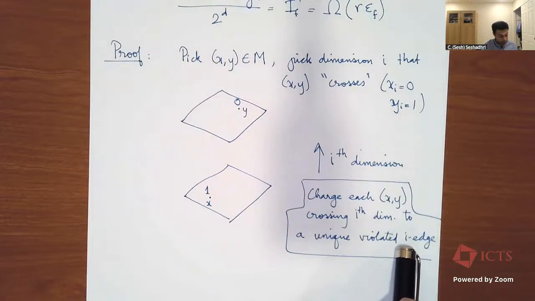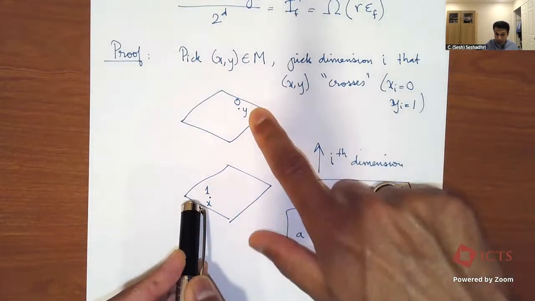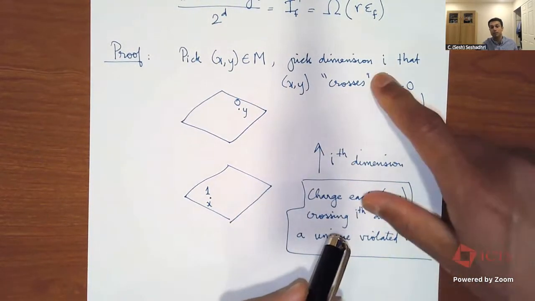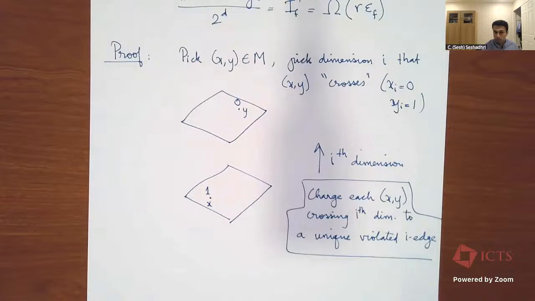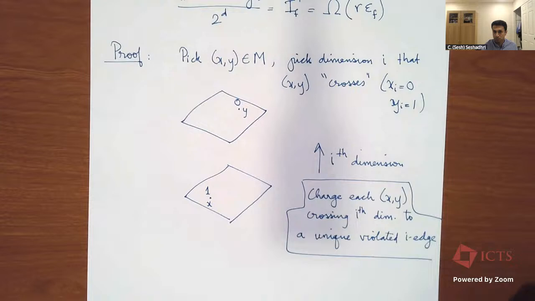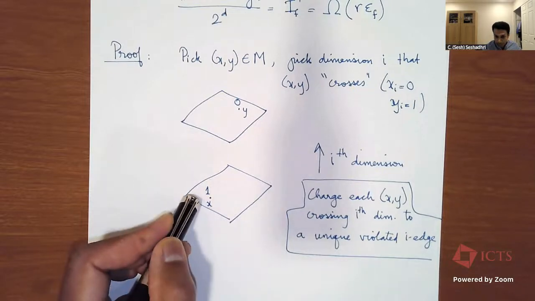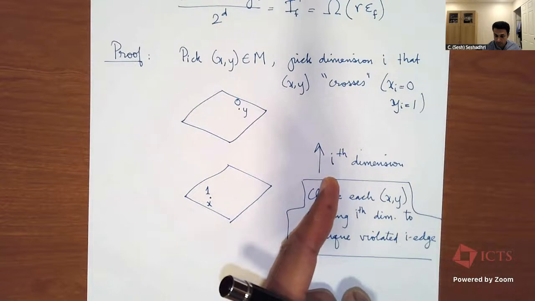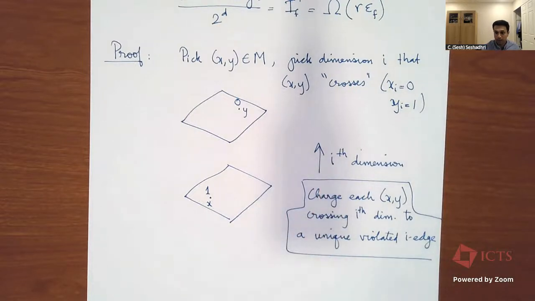So what is interesting is that for every violated pair, I get to find an edge in every dimension that it crosses. How many dimensions does this pair cross? It's exactly the distance. Okay, I will write this down, but I want to say this out, and then I will repeat myself on paper. I'm going to charge every pair that crosses the ith dimension to a unique violated i edge.